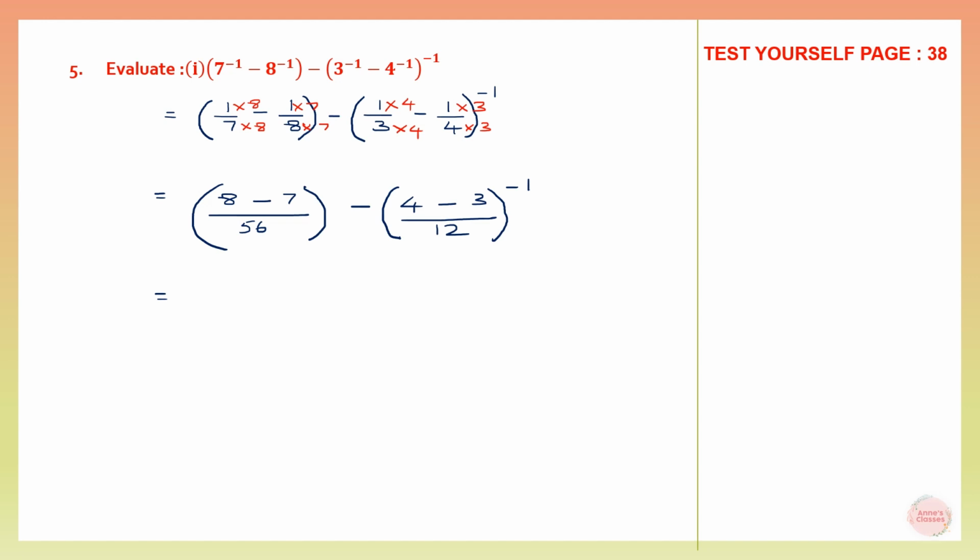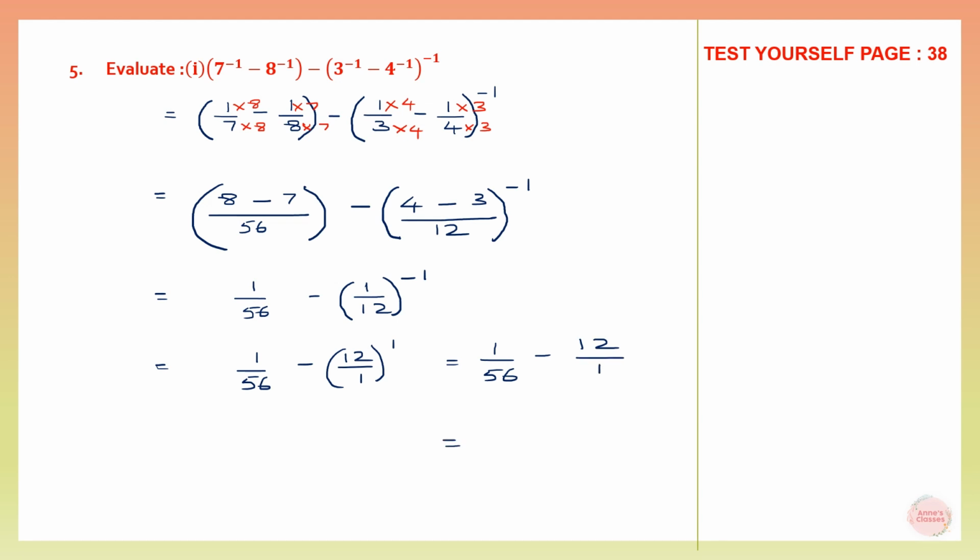Now this is 8 minus 7 is 1, so 1 by 56. Minus 4 minus 3 is 1, so 1 by 12, and this is raised to a negative power. Now we're going to change the negative power to a positive power. How do we do that? This first one we write as it is. 1 by 12 we make the reciprocal, which is 12 by 1, and now the power is positive 1. So this is 1 by 56 minus 12 by 1.